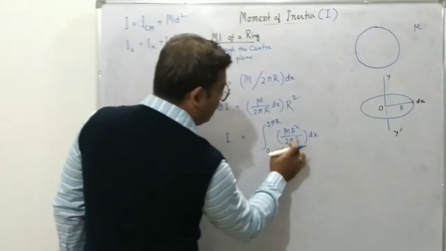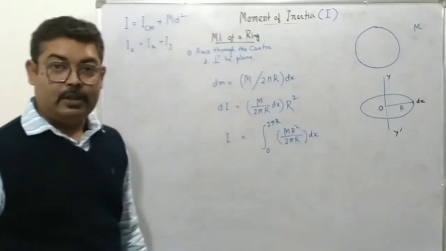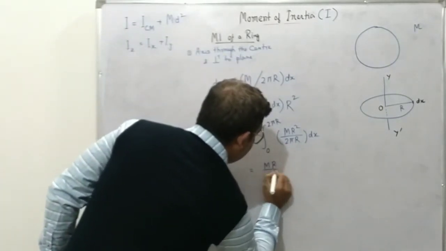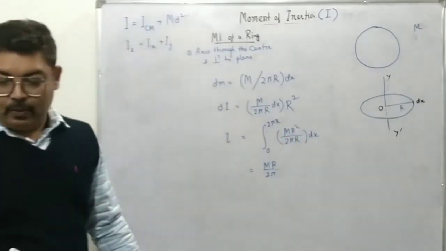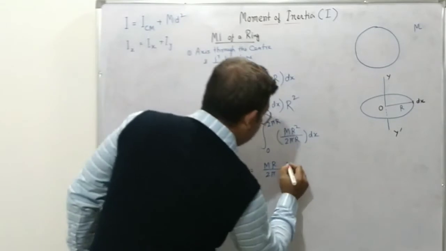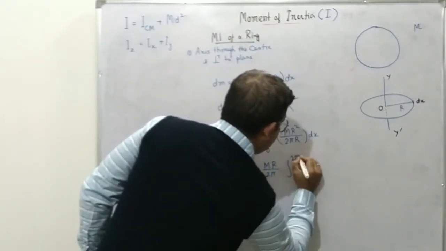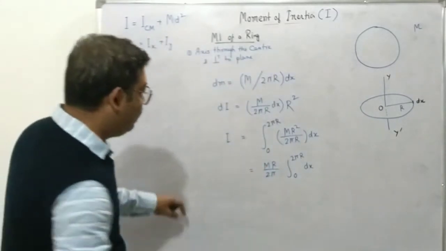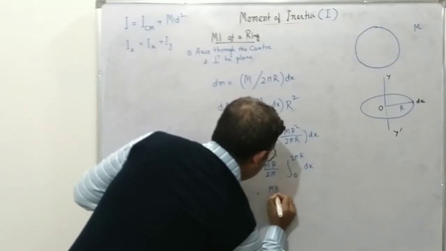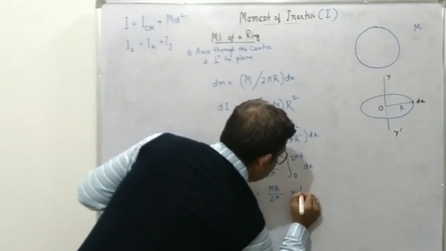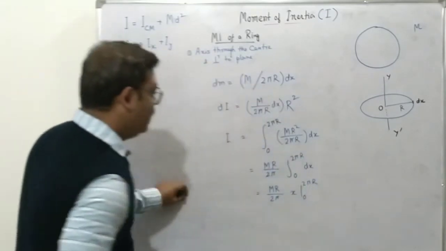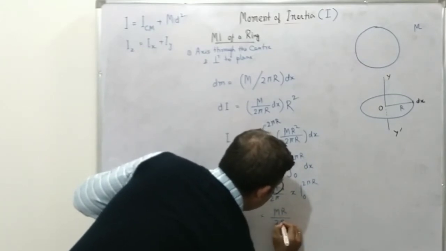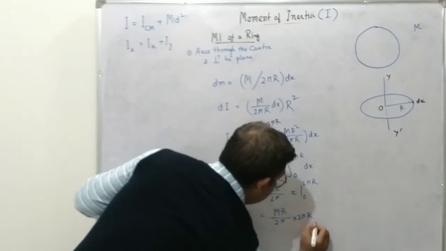Now the terms M, r and 2 pi are all constants, so we'll take them out and we get M r by 2 pi; r squared and r are there, so only this will be left. And then we have the integration from 0 to 2 pi r of dx. Integration of dx is x, so we have M r by 2 pi times x from 0 to 2 pi r. If we substitute the values, we will get M r by 2 pi into 2 pi r.